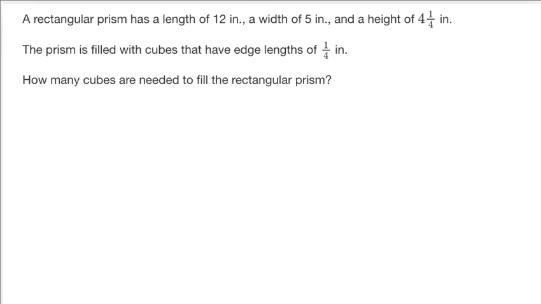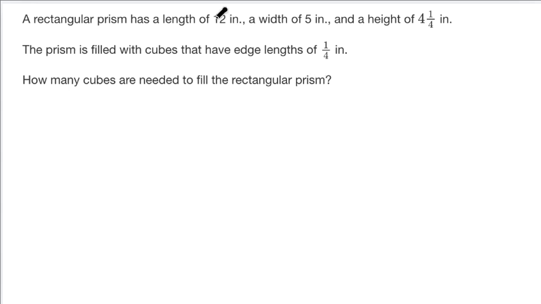A rectangular prism has a length of 12 inches, a width of 5 inches, and a height of 4 1/4 inch. The prism is filled with cubes that have edge lengths of 1/4 inch. How many cubes are needed to fill the rectangular prism?